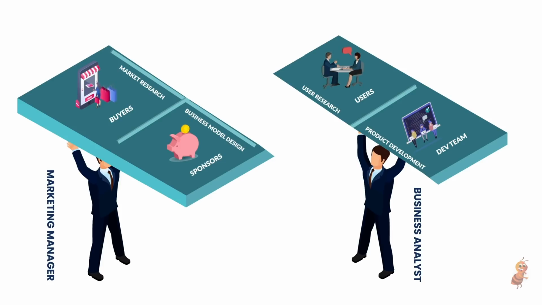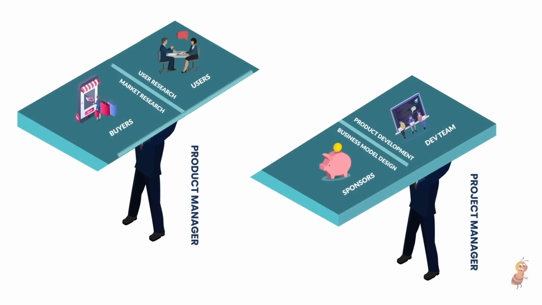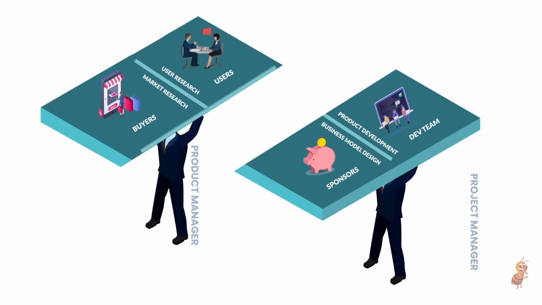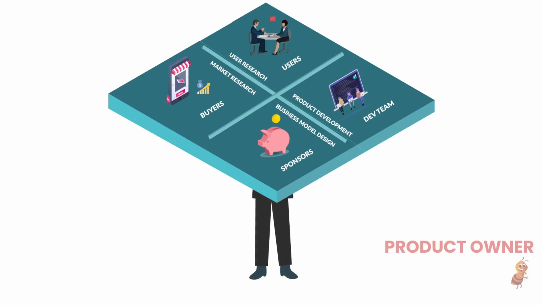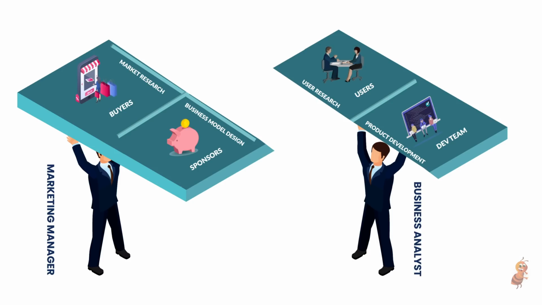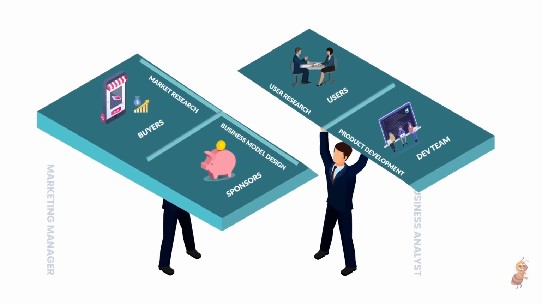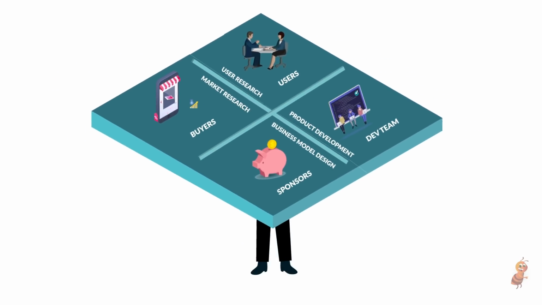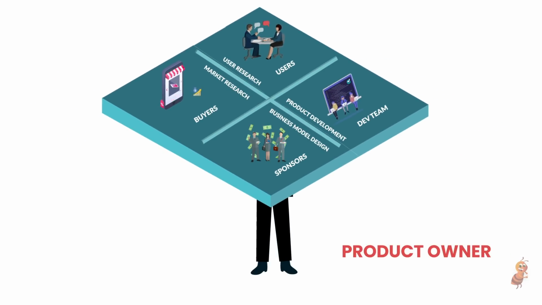So who is a product owner? A product owner is someone who is responsible for all of these activities. You could say a product owner is a combination of product manager and project manager. In other words, you could say a product owner is a combination of a product marketing manager and a business analyst. Does this sound like a crazy, insane thing to do?